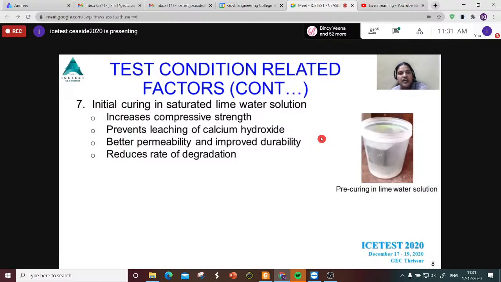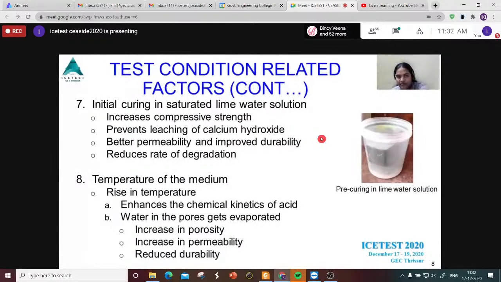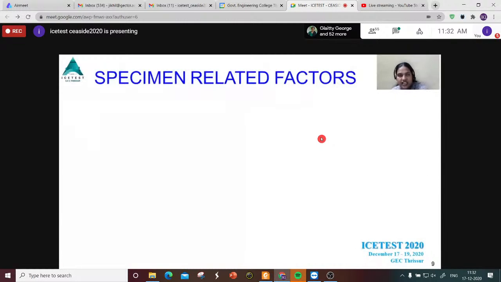Next factor is temperature of the medium. Rise in temperature causes two effects. It can enhance the chemical kinetics of the acid, thereby increasing the rate of reaction and rate of degradation. Also, rise in temperature causes the water in the pores to evaporate, thereby increasing the porosity and permeability, reducing durability and enhancing the rate of degradation. In both ways, degradation is enhanced.